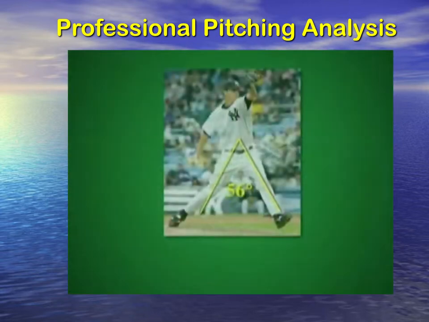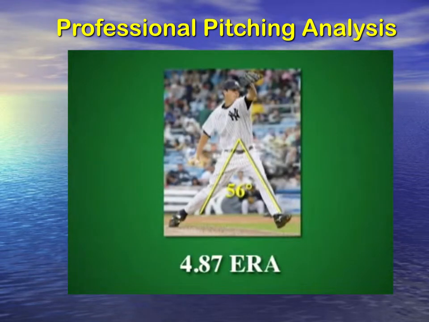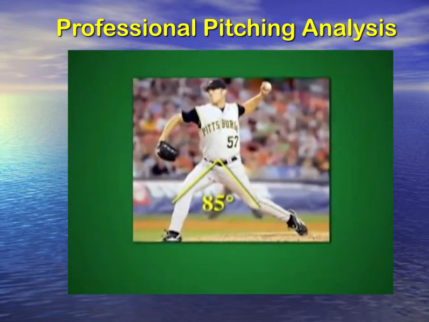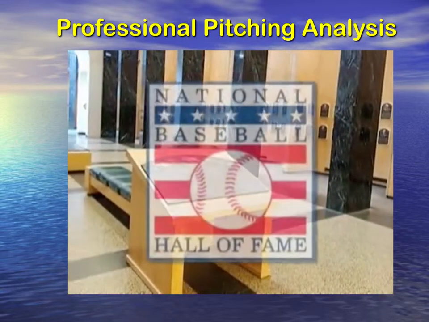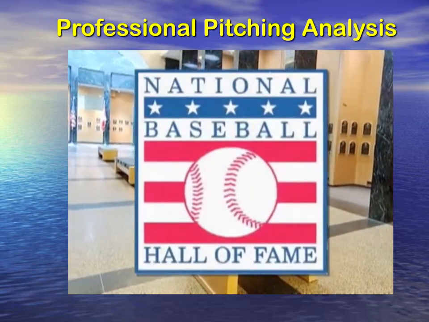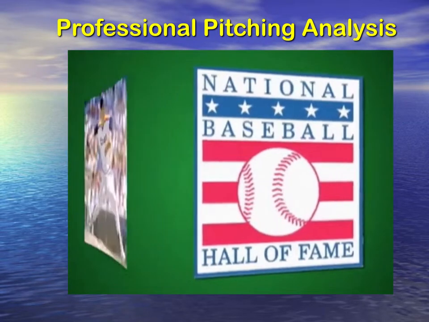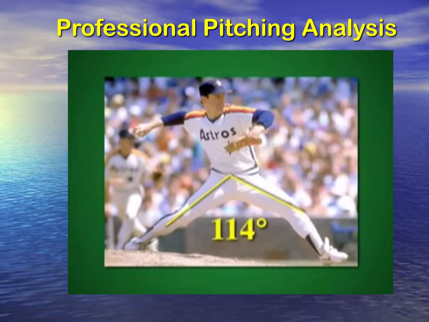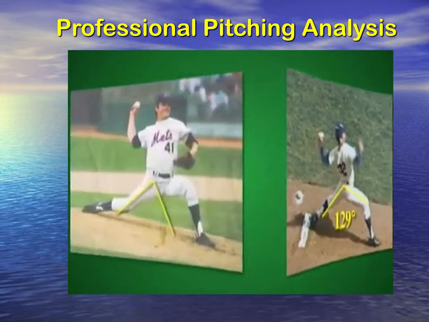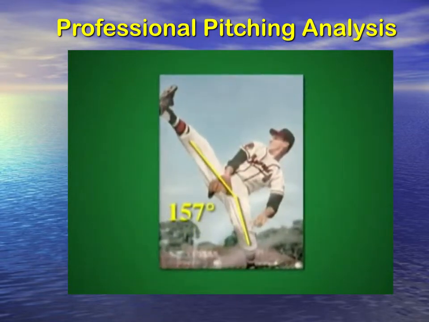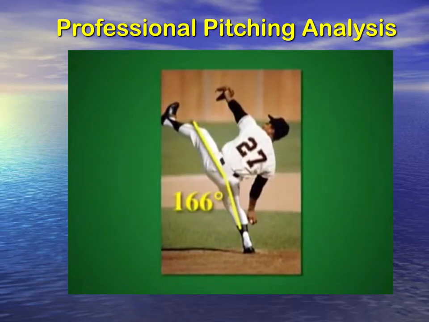Pitchers who do not have much leg and hip flexibility have small stride angles and large ERAs, as you can see here. They cannot generate much speed or have much control, as they have to overuse their arm to make up for the lack of power from their stiff legs and hips. Hall of Fame pitchers, by contrast, have large stride angles and long, successful careers, as you can see in Nolan Ryan, Greg Maddux, Sandy Koufax, Tom Seaver, Warren Spahn, and Juan Marichal.